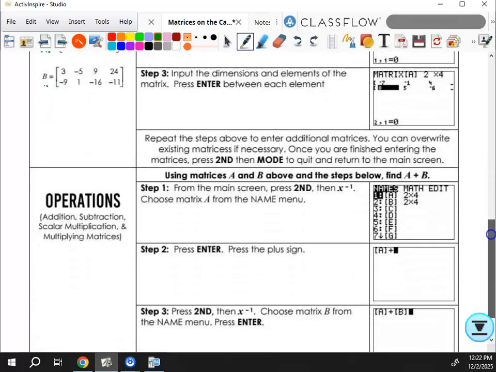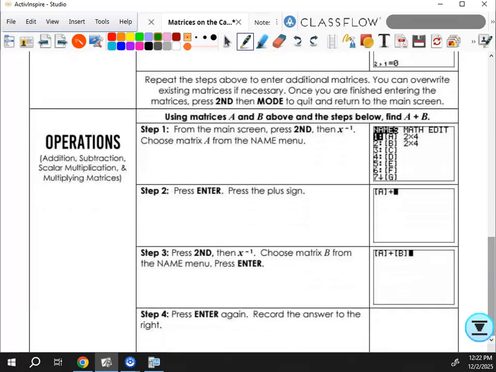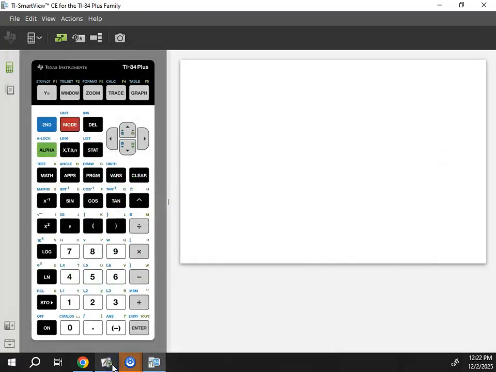So one of the first very simple operations we did was addition. So we can do addition, subtraction, whatever. We're going to take matrix A and we're going to add it to matrix B. Okay, so this is what we're going to actually do. And here is how we do it.